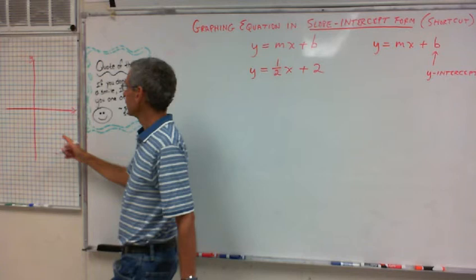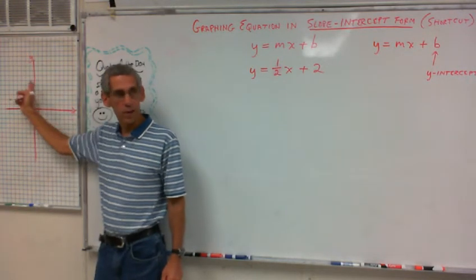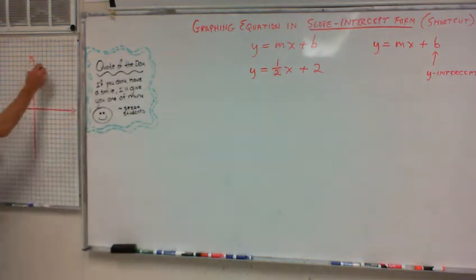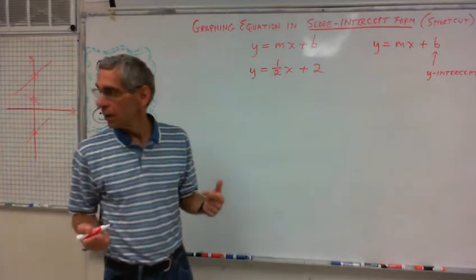A y-intercept, this is my y-axis, right? You with me? This is my y-axis. A y-intercept is where a line crosses the y-axis. This is a y-intercept. This is a y-intercept. Wherever a line crosses the y-axis, that's a y-intercept.